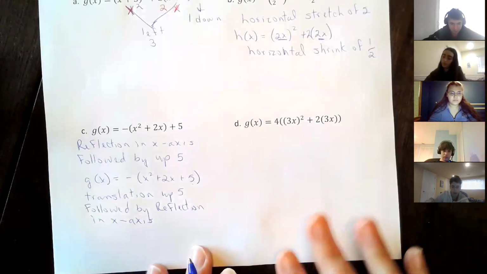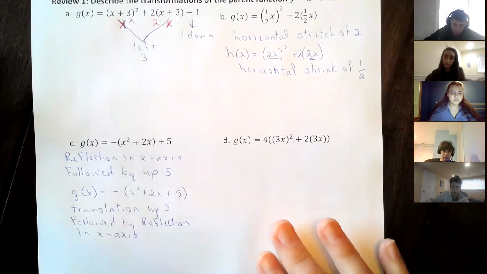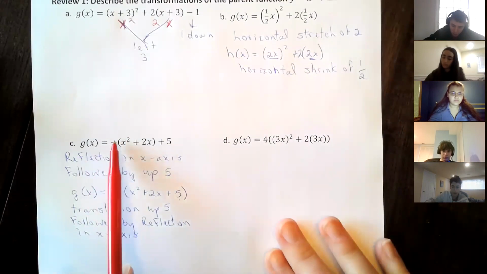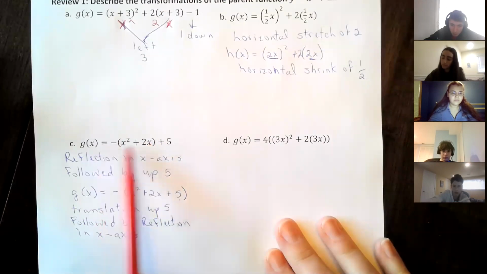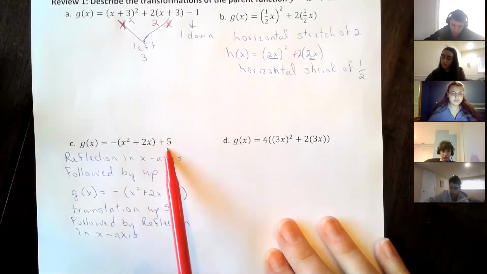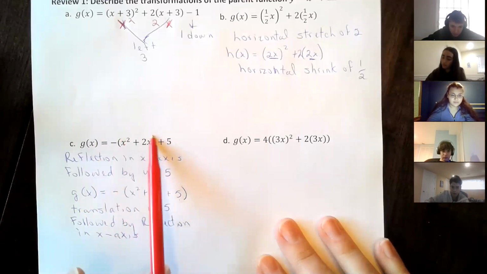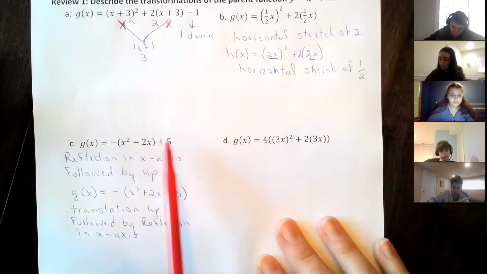When it's the reflection in the x-axis first, followed by up 5, it's different. Wait, hang on. We did the negative of x squared plus 2x, and after we did the negative of x squared plus 2x, we added 5 afterwards. So we did the negative of our parent function, which was the reflection in the x-axis, and after we did the negative of the parent function, we added 5.